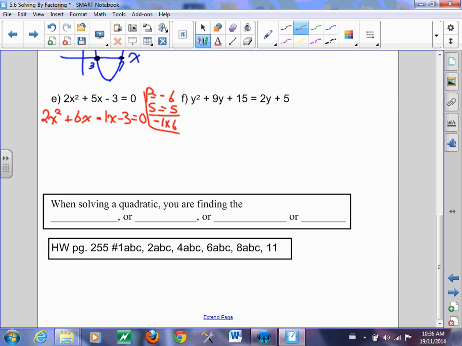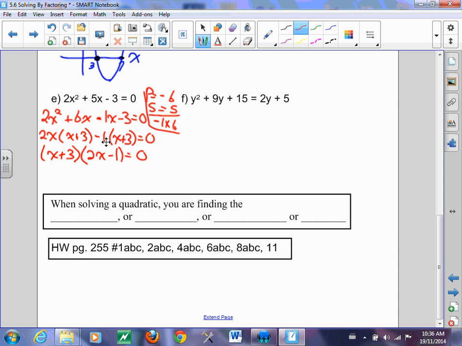Okay? Collecting like terms in the first two terms, I have a 2x, so I'm left with x plus 3. Taking a look at the second one, I've got a negative 1, so I'm going to have an x plus 3 equaling 0. My common binomial is x plus 3. And I have 2x minus 1 equals 0.